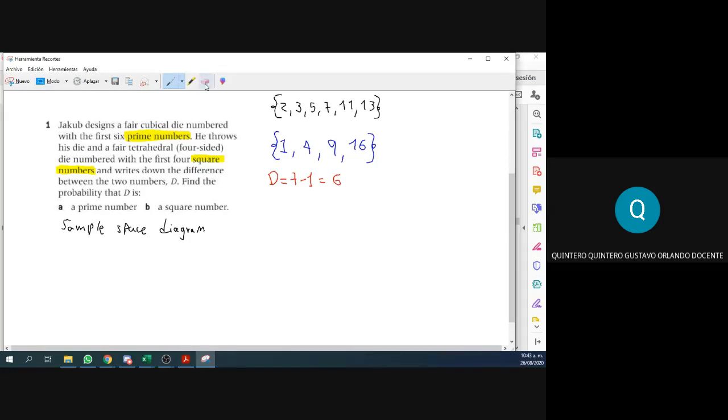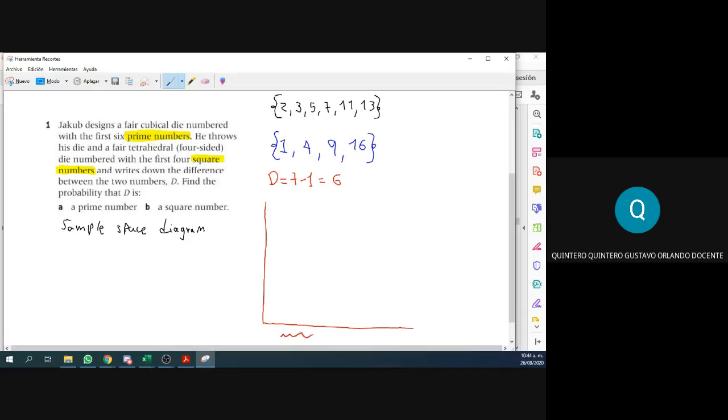Now, how do you create a sample space diagram? Pretty simple. You're going to draw the first quadrant on a Cartesian plane. So just like that, an L, right?